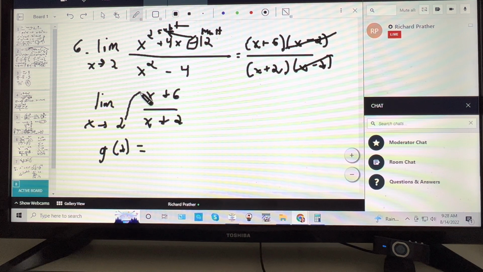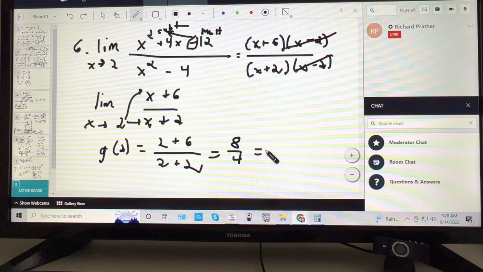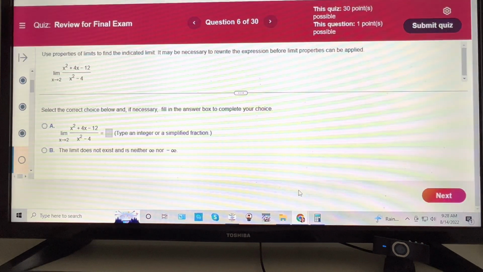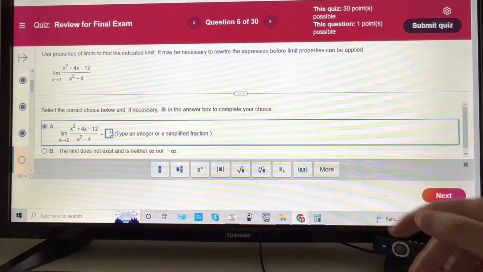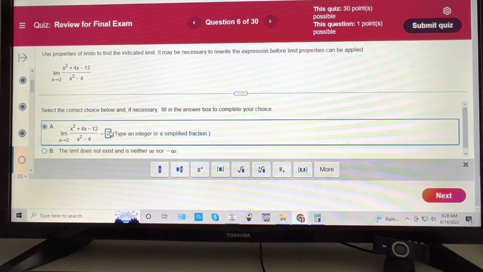So now I can just plug 2 in. 2 plus 6 over 2 plus 2. 8 over 4 is 2. And it's just a coincidence that we're getting 2 for a lot of answers here, but the limit would equal 2. If we did the graphing method or the table method, all the answers would get really close to 2.